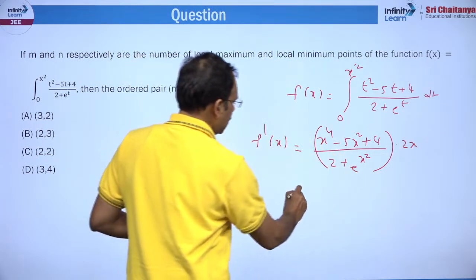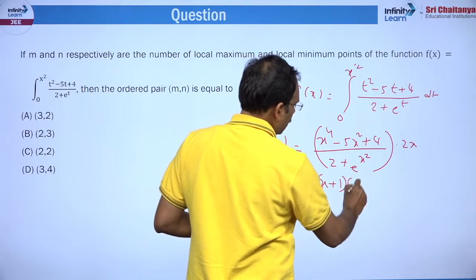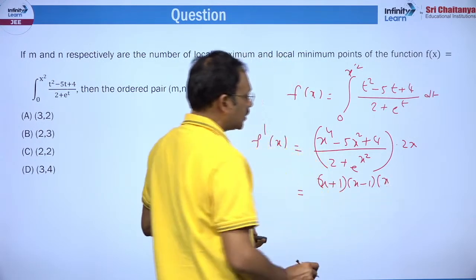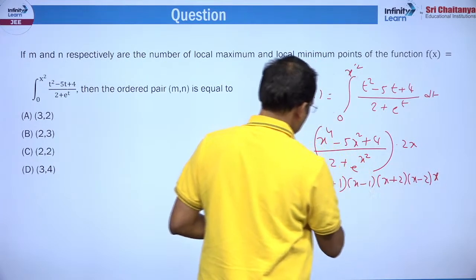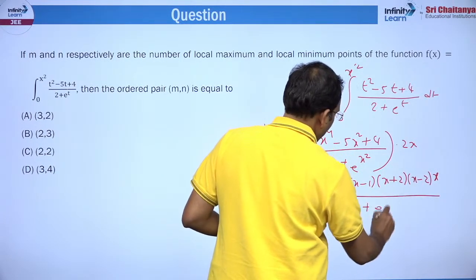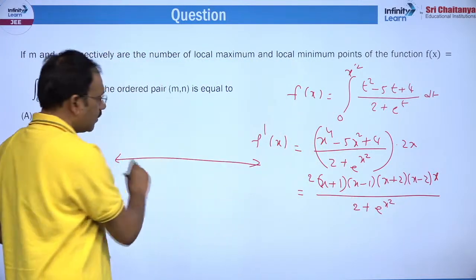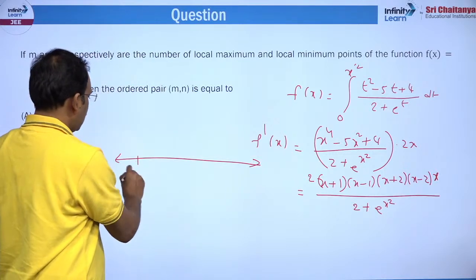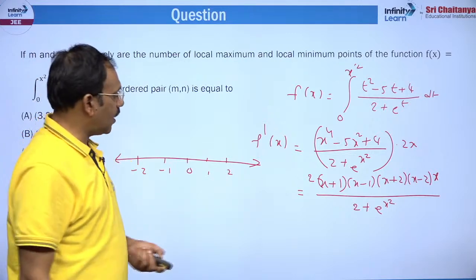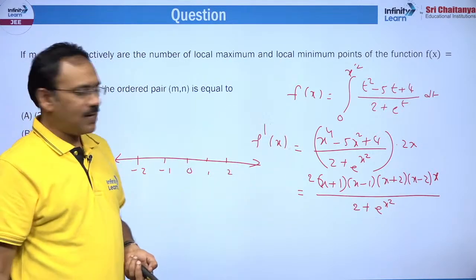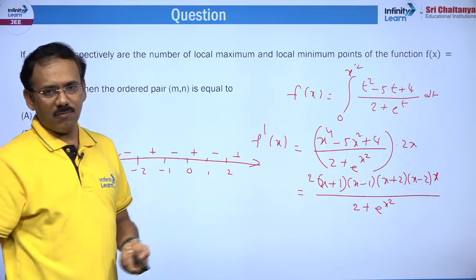So friends, you can write here (x square minus 1) into (x square minus 4). So (x plus 1) into (x minus 1), and x square minus 4 means (x plus 2) into (x minus 2), into 2x, all by 2 plus e power x square. Now we need the sign of the derivative. Friends, the derivative becomes 0 at minus 2, minus 1, 0, 1, 2. Am I correct? Now when x is on the extreme right side of 2, it will be positive, negative, positive, negative, positive, negative by the wavy curve method.